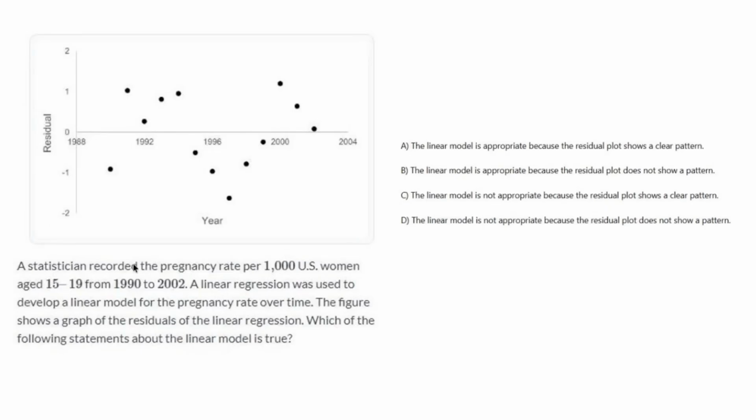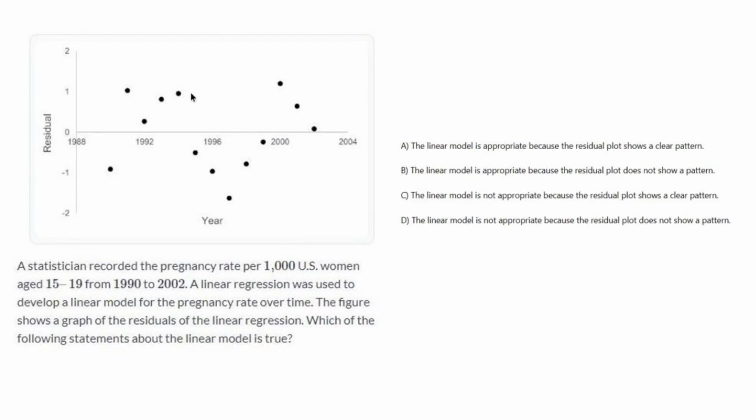A statistician recorded the pregnancy rate per 1,000 U.S. women aged 15 to 19. Oh boy, I don't like this at all. From 1990 to 2002, a linear regression was used to develop a linear model for the pregnancy rate over time. The figure shows a graph of the residuals of the linear regression. Which of the following statements about the linear model is true?